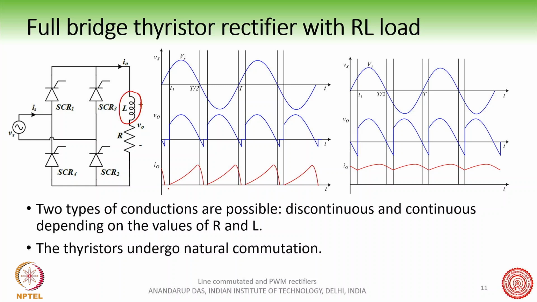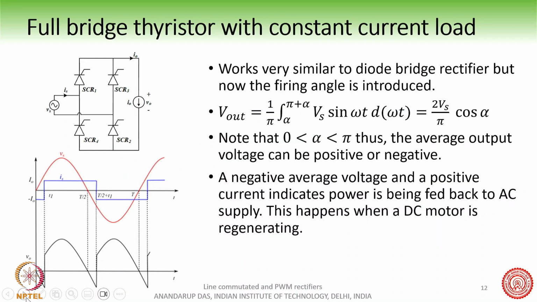What is important to note here is that here the current comes to 0. So this is the DCM mode of operation and this is the CCM mode of operation. In DCM mode, the current comes back to 0, again goes to a peak and comes back to 0 like this, whereas in CCM, the current will never touch 0. So this is how the thyristors will conduct in this.